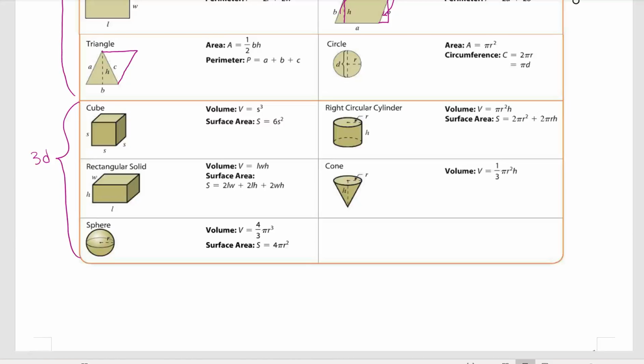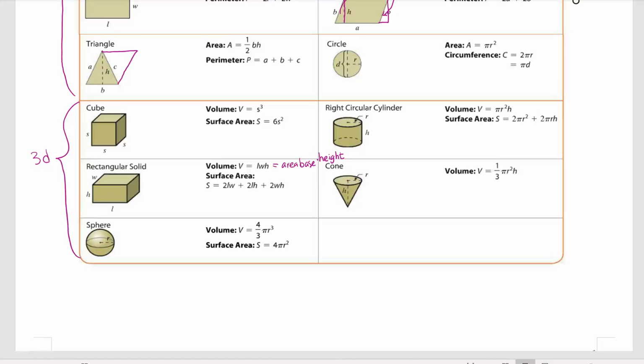Okay, for rectangular solids, the volume is length times width times height. It's actually area of base times height. So for all the cylinders, we can consider the rectangular solid a type of cylinder where the base is a rectangle. And the right circular cylinder is a type of cylinder where the base is a circle, right? So for all the cylinders, the volume is always area of base times height.